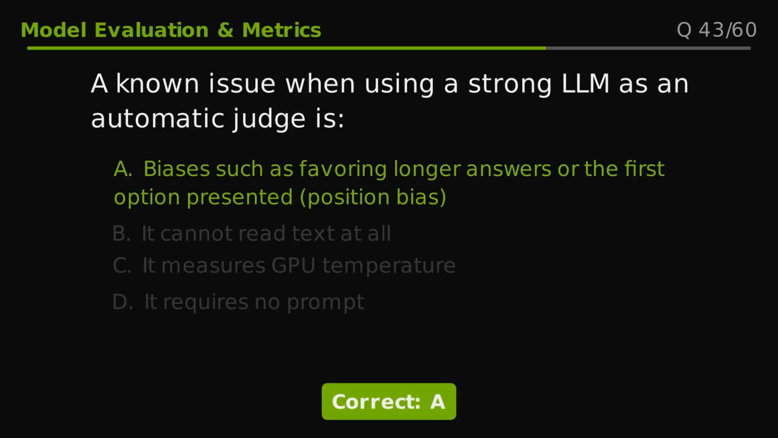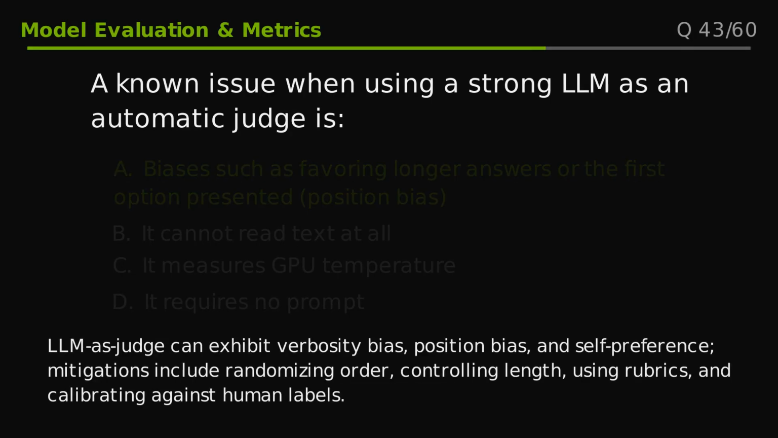The correct answer is A. LLM as judge can exhibit verbosity bias, position bias, and self-preference. Mitigations include randomizing order, controlling length, using rubrics, and calibrating against human labels.